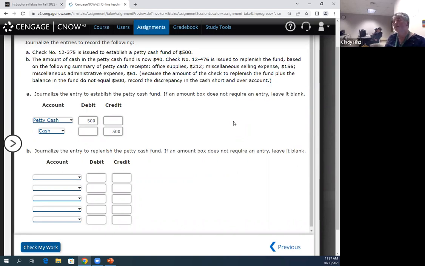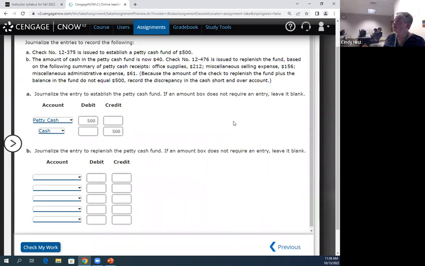But we talked last class, we heard that if you're working a cash register in, say, a grocery store or some other retail operation like that, it's not going to be 100% of the time that your cash register has to the penny exactly how much it should have. And that's what we see here. So if you were to add up all of those receipts, we have office supplies for $212, miscellaneous selling expense $156, miscellaneous administrative expense for $61. If we add all of those up, it does not equal $460.